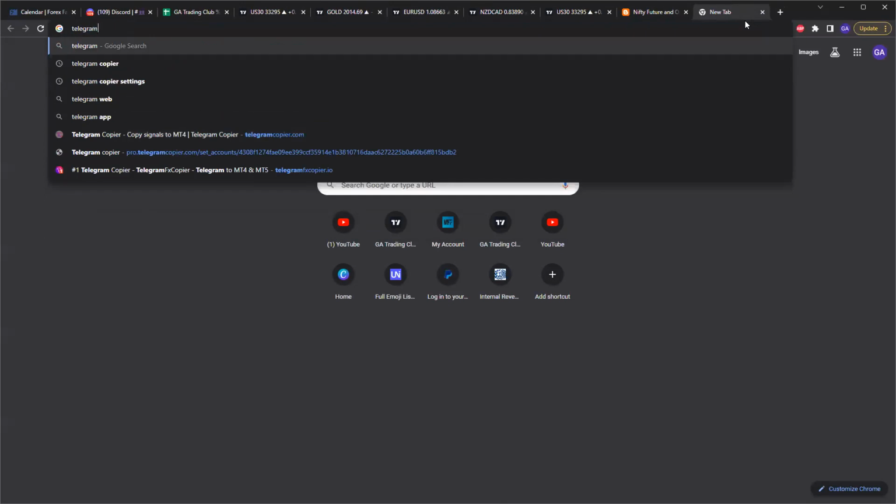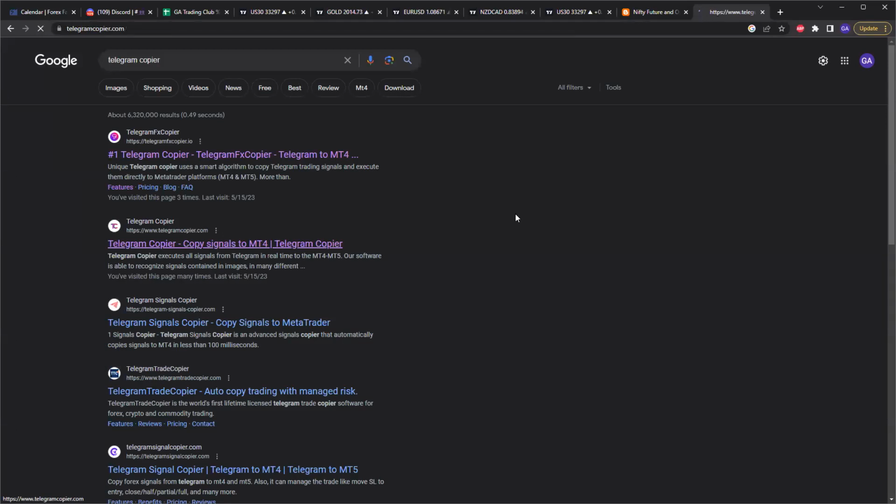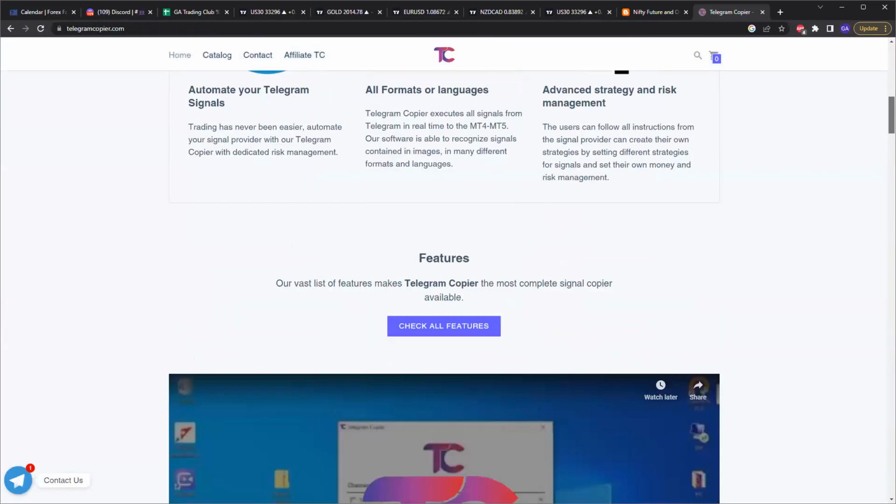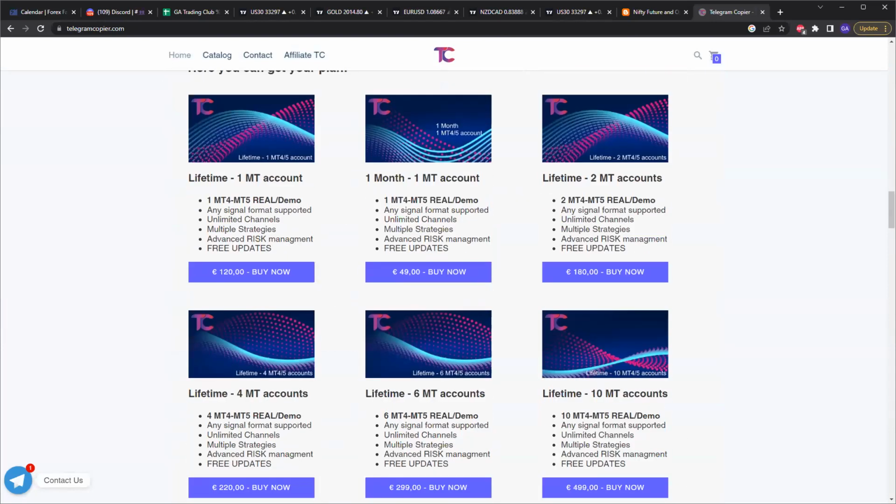Now I do have, well, it's not mine, but there's this thing called a Telegram copier. Yeah, this is the one. If you get it and you have access to my signals and you need help configuring it. I got this like 2 years ago, the one for $100 lifetime for 2 MetaTrader accounts. This is the one I have. I know all their settings and how they work.